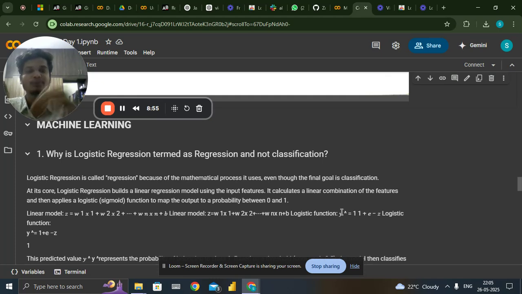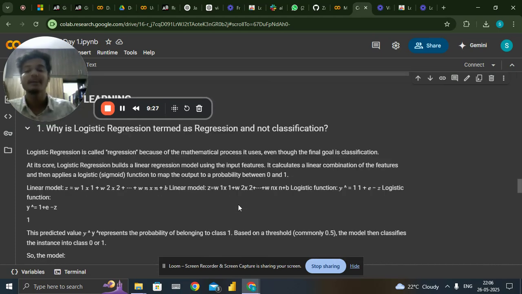If the given value is more than 0.5, then it is true, or 1. After passing the linear regression through the sigmoid function, if that value is less than 0.5, then it is 0. This is how logistic regression works. Thus, logistic regression may be giving the output as only 0 or 1, true or false, yes or no, but it is following the linear regression formula. That's why logistic regression is termed as regression and not classification.